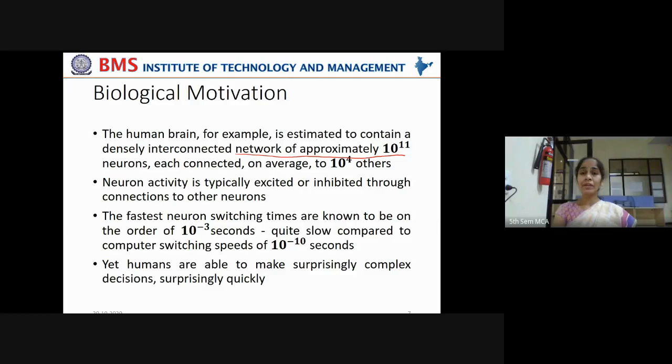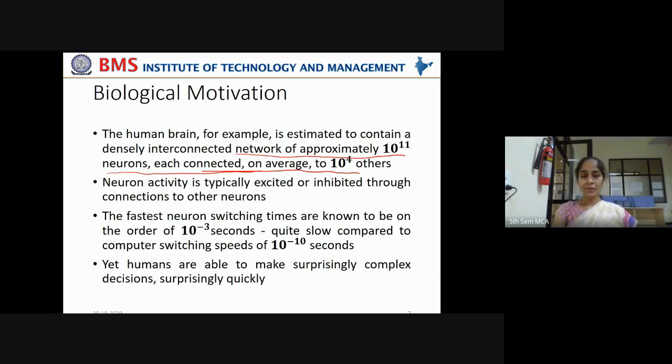10^11 means 11 zeros after 1. 10^11 neurons, each connected on average to 10^4 other neurons. Means it is totally how many lines of communication? 10^11 into 10^4. See the volume of neuron communication structures we have in our brain.